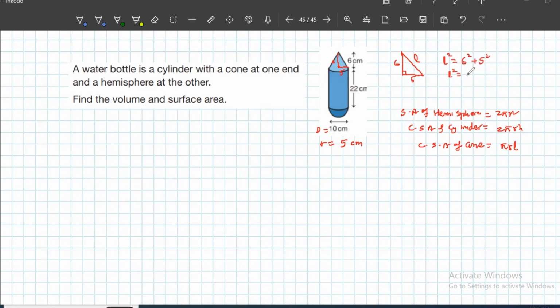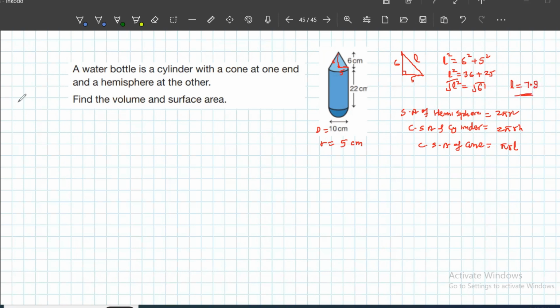which is equal to 36 plus 25. We can add even further. So this gives us 6 plus 5, 11, 3 plus 2, 5 plus 1, 6, so 61. We are looking only for l. So by taking the square root, if we check the square root of 61, that gives me 7.8. So I will use the slant height 7.8 in the formula.